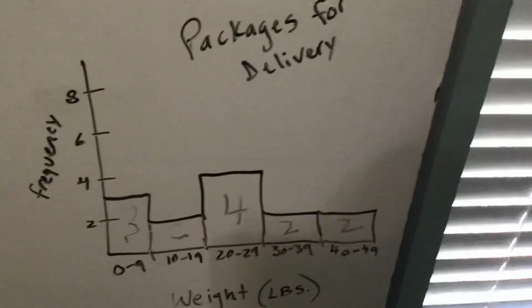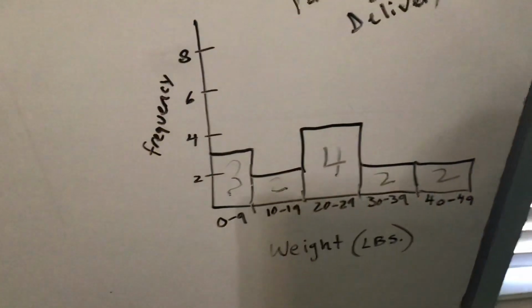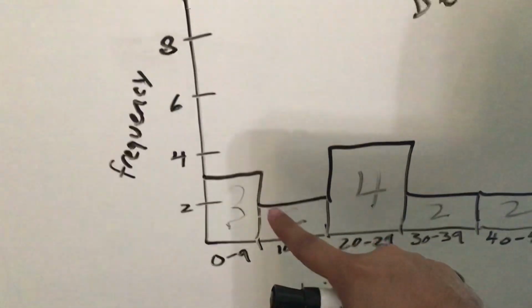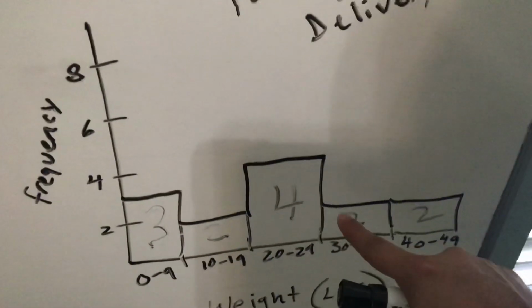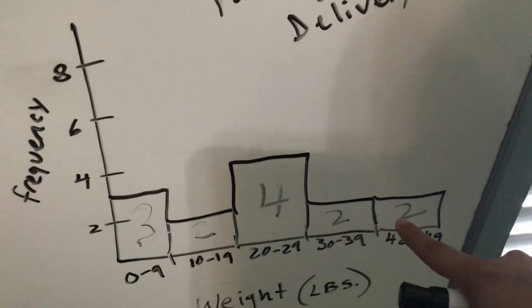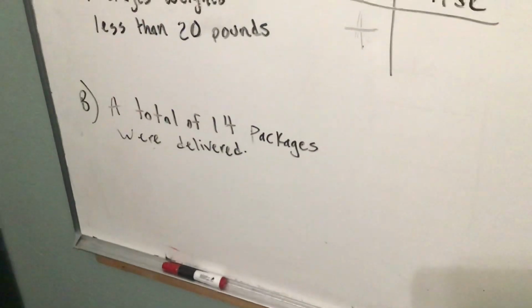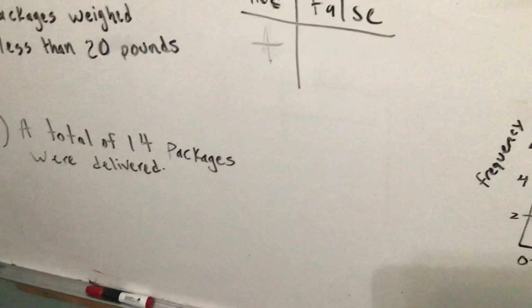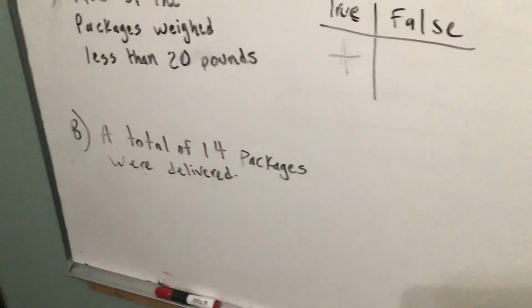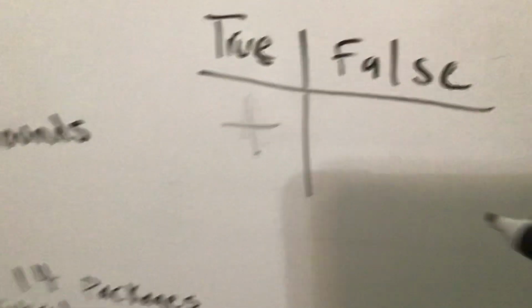So now if I combine all of them, that should give me my answer. So 3 plus 2 is 5. 5 plus 4 is 9. 9 plus 2 is 11. And 11 plus 2 will give me 13. Well, the question said a total of 14 packages were delivered. That is incorrect. We just counted and figured out it was 13 packages. So B will be under false.